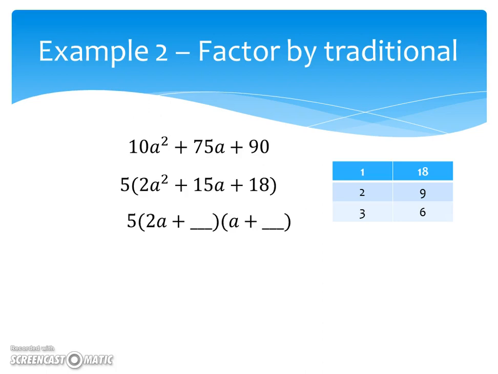2a times 6a is 12a. 3 times a is 3a. 3a and 12a make 15a, so we know we have it in the correct order. We can go ahead and fill in the 3 and the 6. So that's the guess and check method. You can use whichever method you prefer. It's totally up to you.